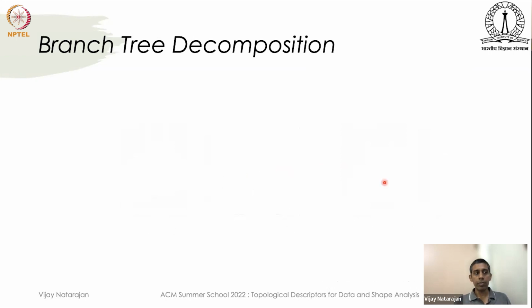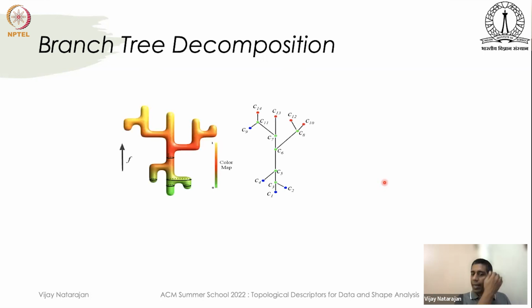This sequence of prune operations also allows us to re-represent the tree in a very natural way, right? This is called the branch tree decomposition. So let's look at an example to understand what this is.